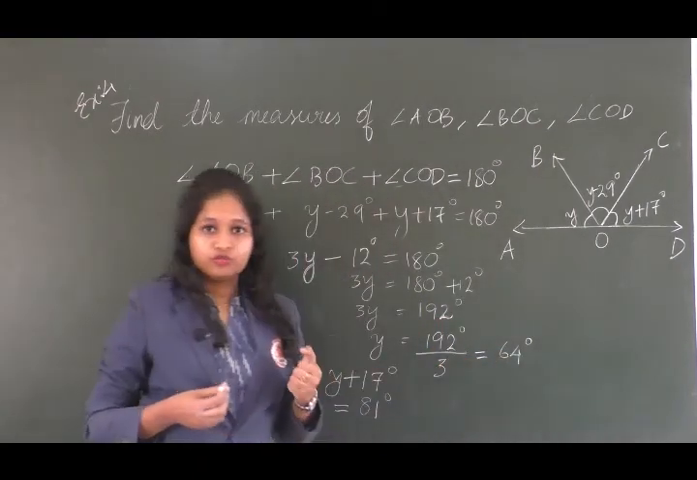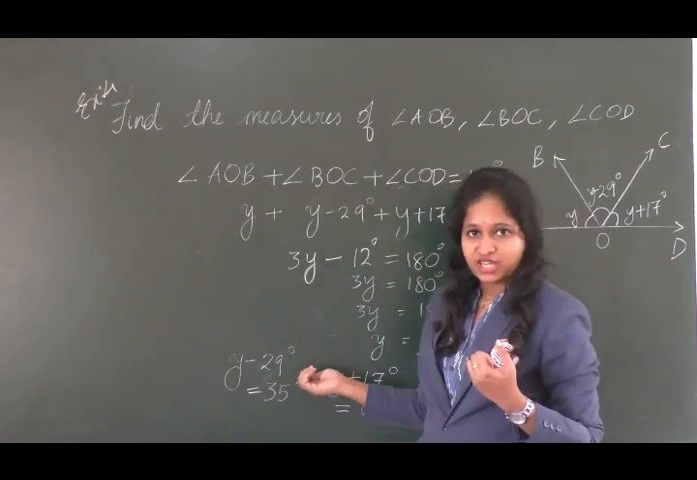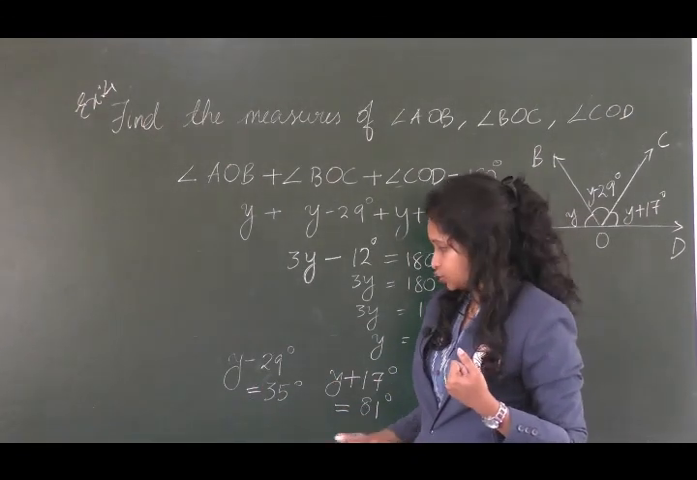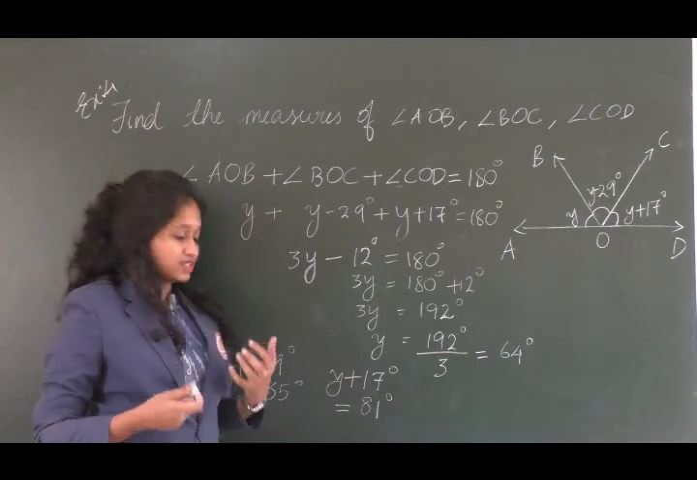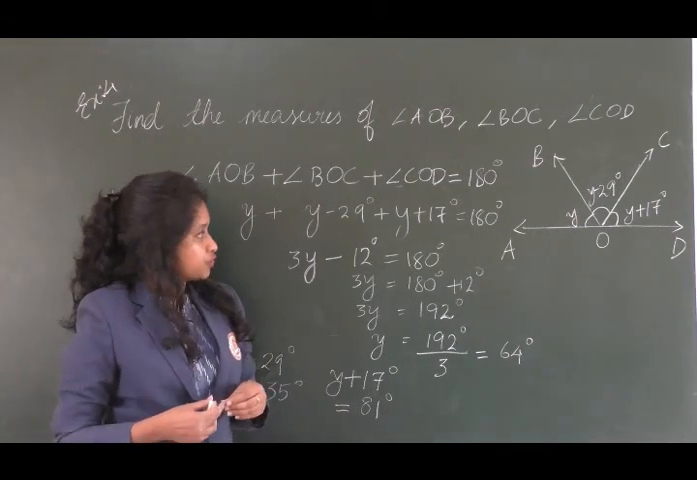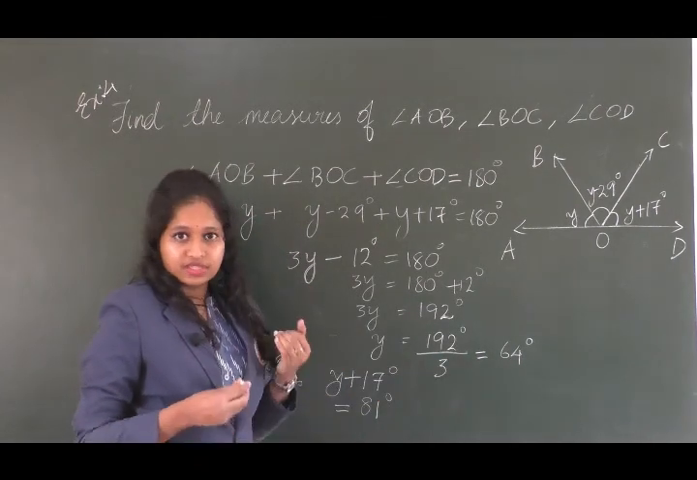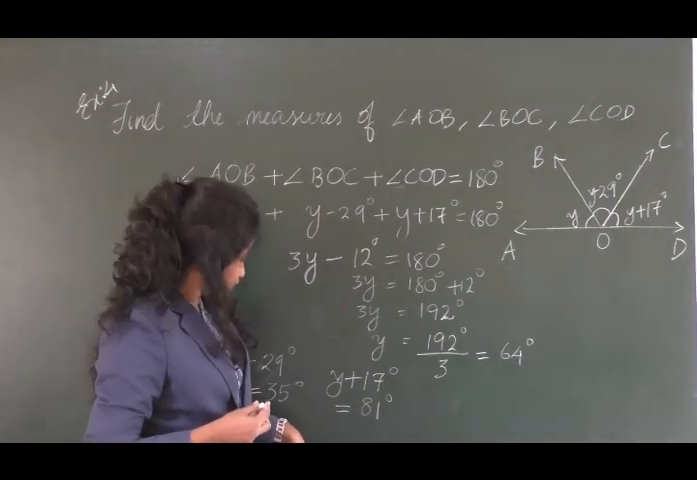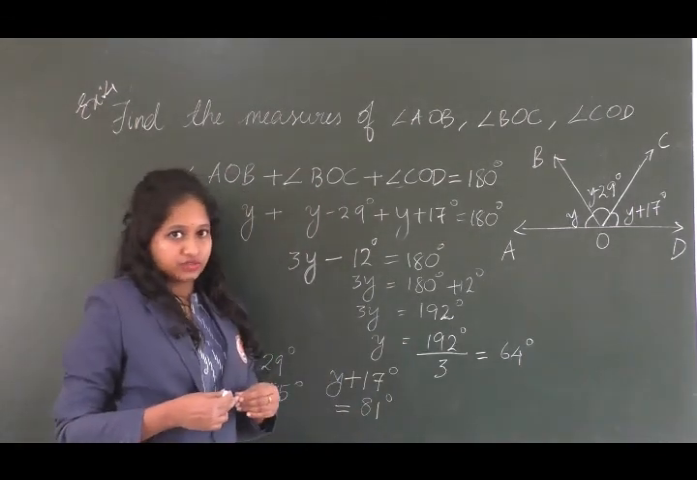Since we know the value of y as 64, it's easy, isn't it? So y minus 29 degree is equal to 64 minus 29, which is equal to 35 degree, and y plus 17, that is 64 plus 17, is equal to 81 degree. So we got the answers as angle AOB is equal to 64 degree, angle BOC is equal to 35 degree, and angle COD is equal to 81 degree.